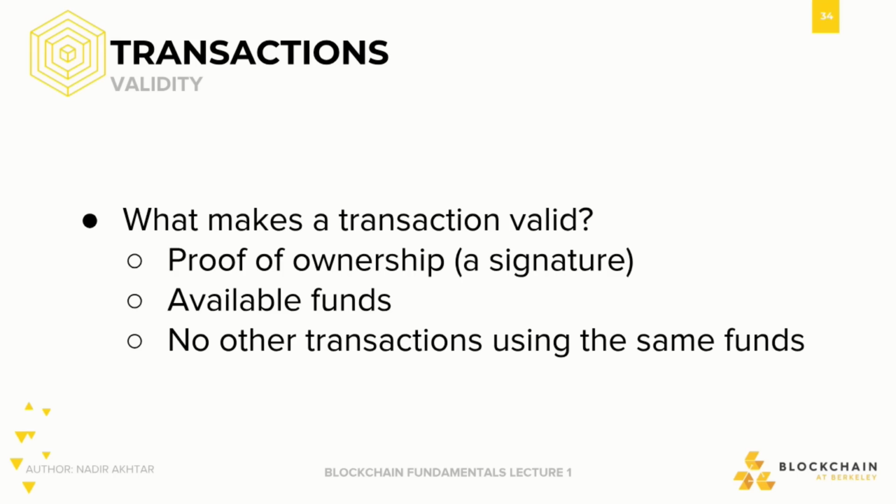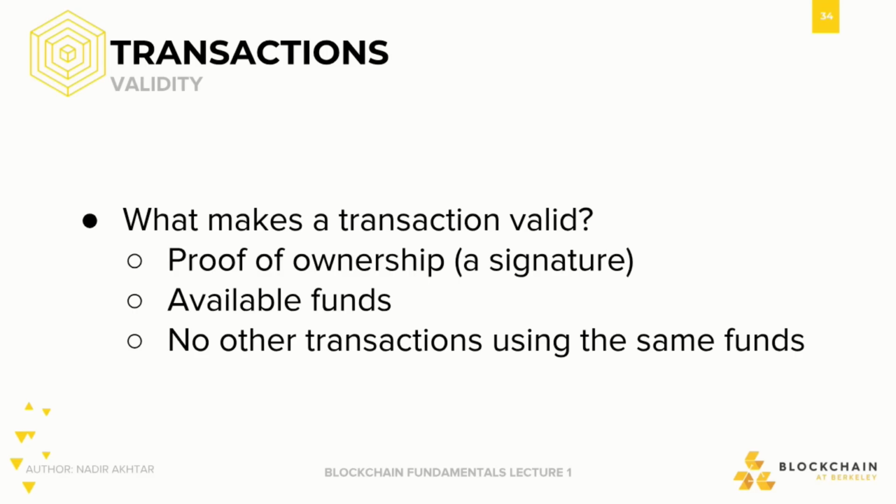First, we have proof of ownership. So they actually own this money, and they are the ones that signed off on this transaction. We look for a valid signature. So we look for a signature using that private key. The next thing is available funds. And the third thing is a little bit tricky. It's no other transactions using the same funds.